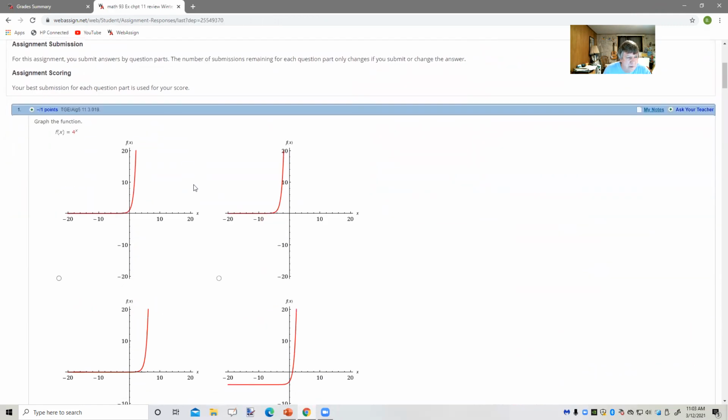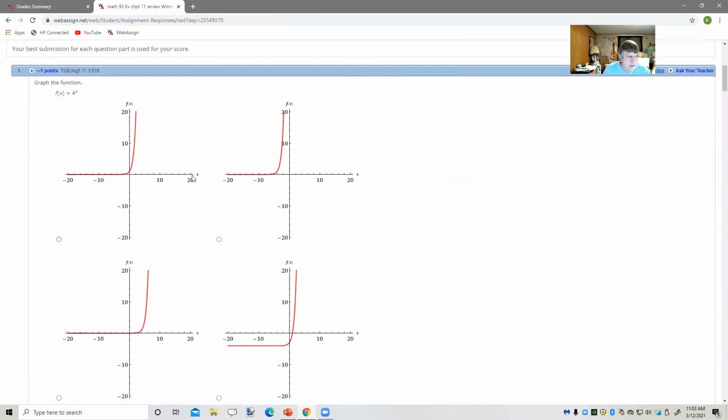Okay. All right. Tell you what, let's take a look at, graph the function f of x equals 4 to the x power. Well, what does that look like? The domain would be all real numbers. The range would be greater than 0. Oh, so it can't be this one. Where would the y-intercept be? Wouldn't it be at 0, 1? So it can't be this one, and it can't be this one. It's got to be that one.